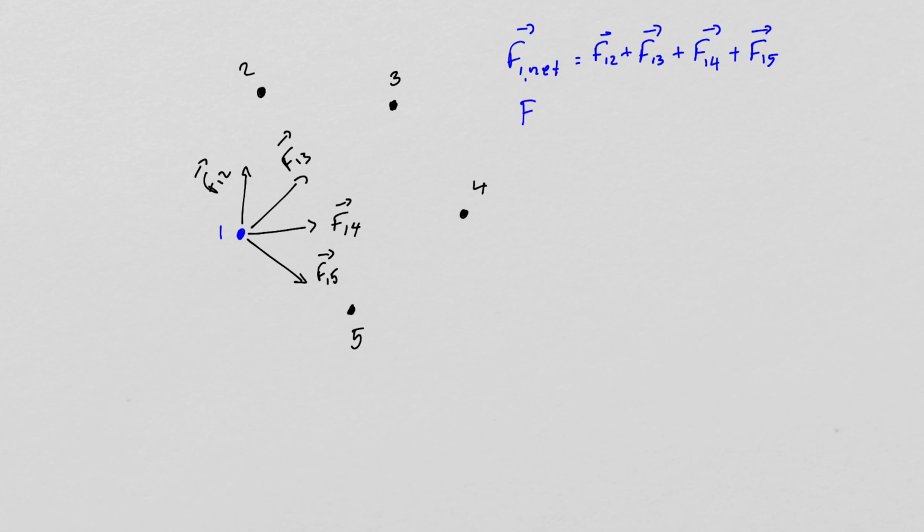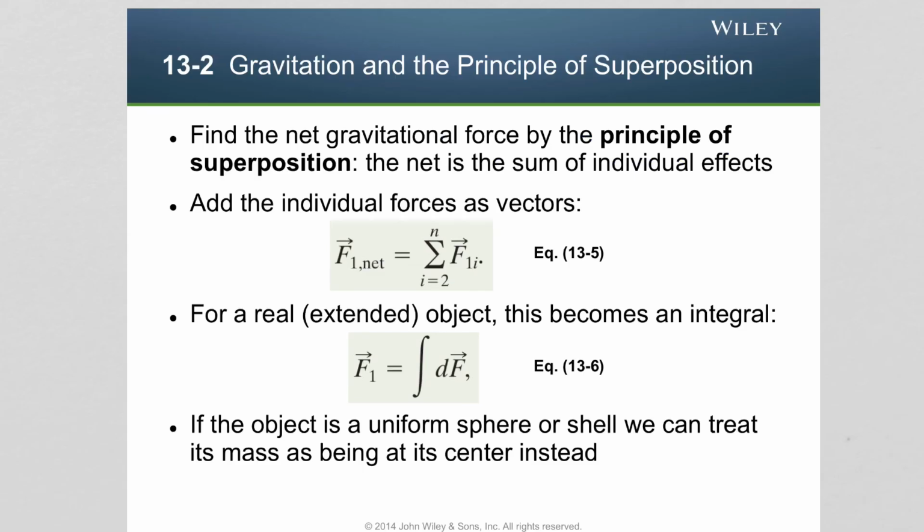This net force, F1 net, can also be written as the sum of F1i, where i varies from 2 to n, and so n can be any number depending on the number of particles. If we are considering an actual real extended object, then the net force is the sum of infinitely large number of individual gravitational forces. In order to deal with that type of a problem, we transition the sum here to an integral, like so.